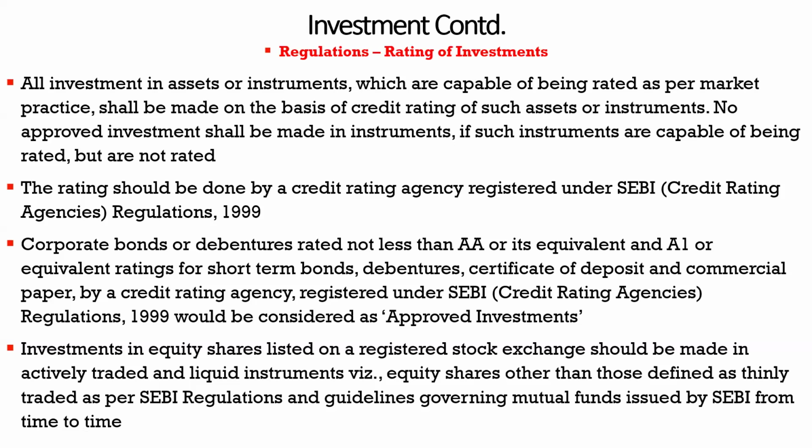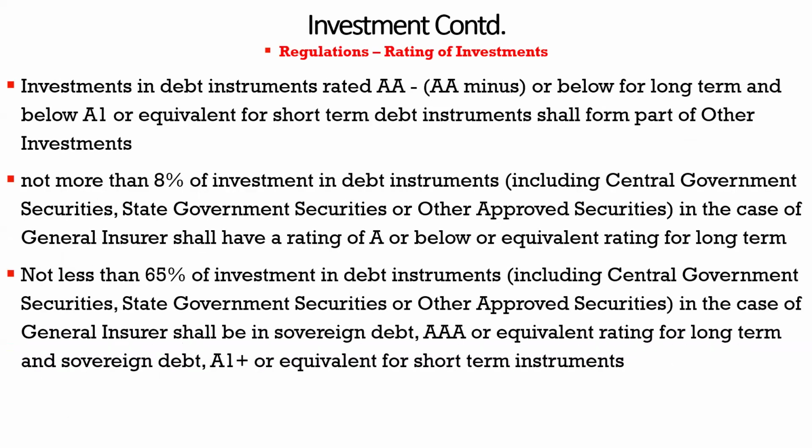So here we have seen that for debentures there should be a rating of AA, and for short-term debentures, money market instruments, there should be a rating of A1. So if a debt instrument is rated A minus, it means it is below A, and below A1 for short-term debt instrument, it shall form part of other investments. Suppose we have invested in something which is rated A today, and later it becomes A minus by some exigency in that company, so that will be covered under other investments in the next year.